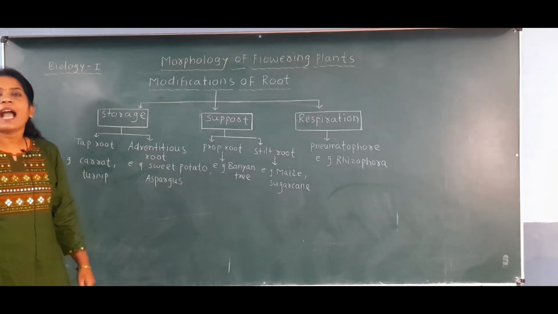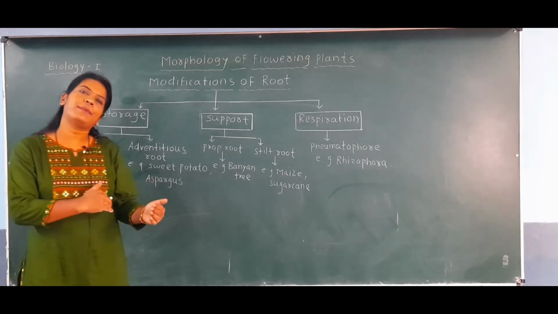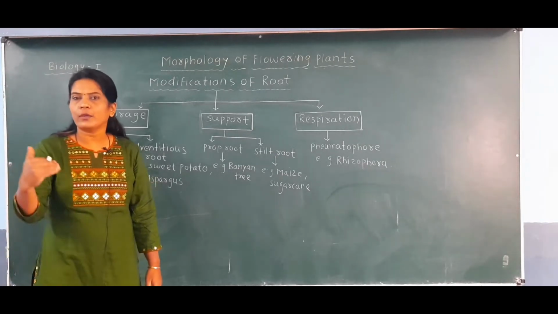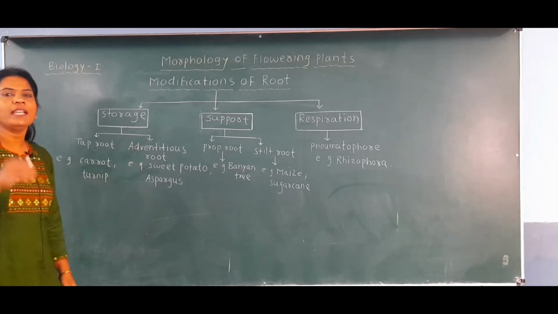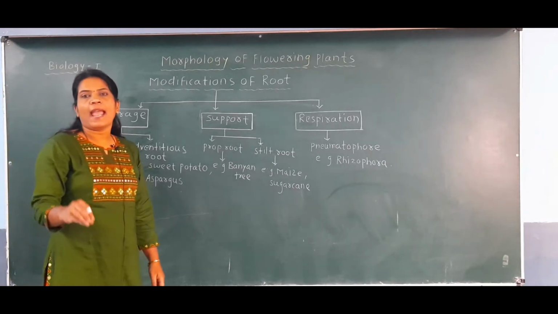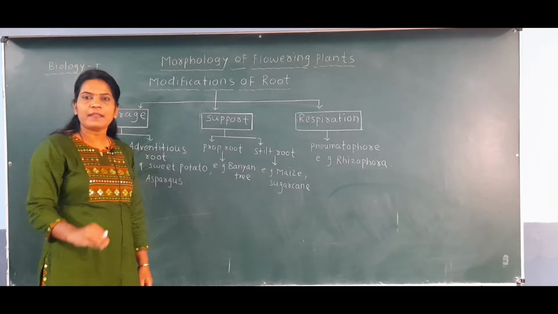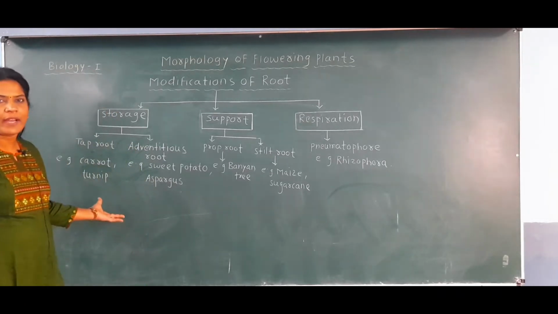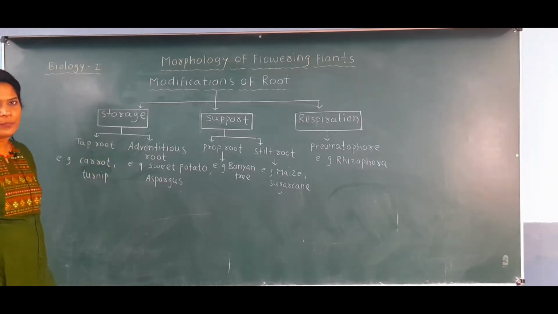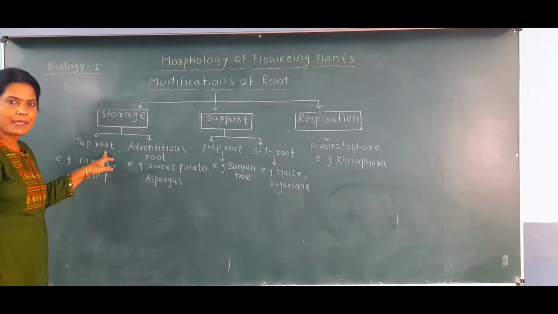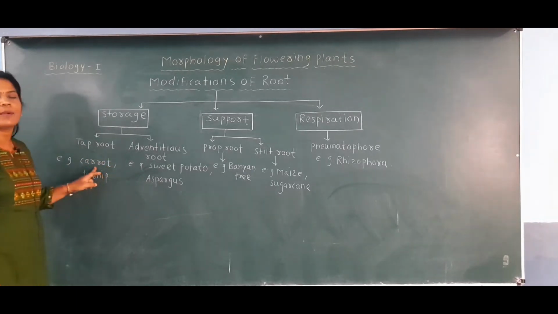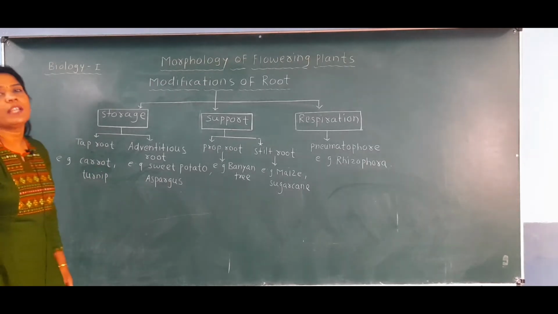But here are other examples of taproot and adventitious root that we are going to discuss under the title storage of food. Some taproots and some adventitious roots are modified particularly for the storage of food. Under the taproot, 2 examples are given. One is called carrot and another one is called turnip.